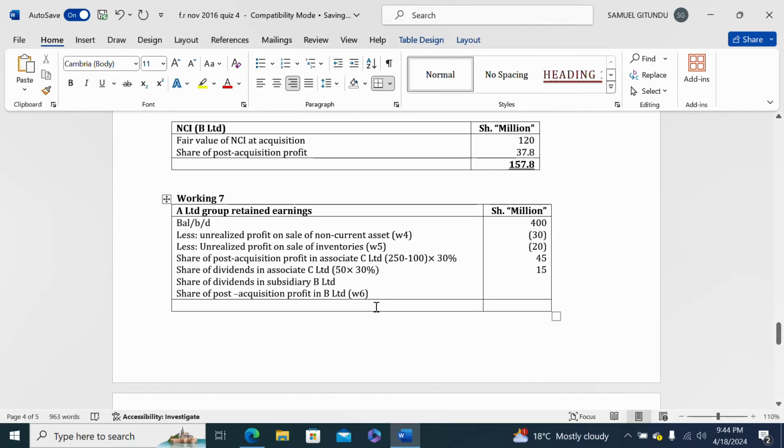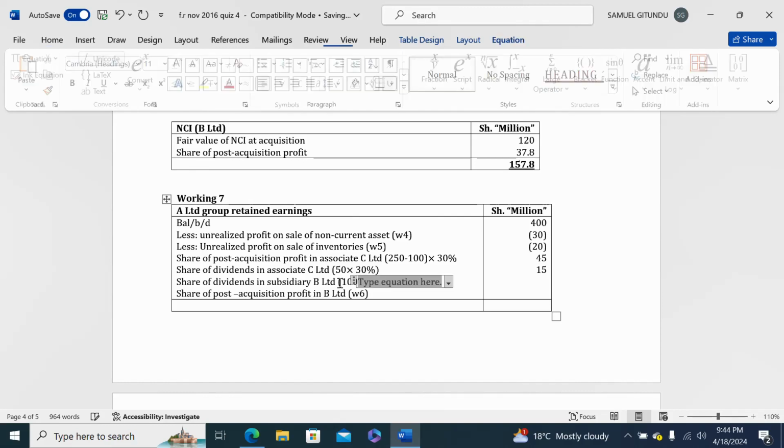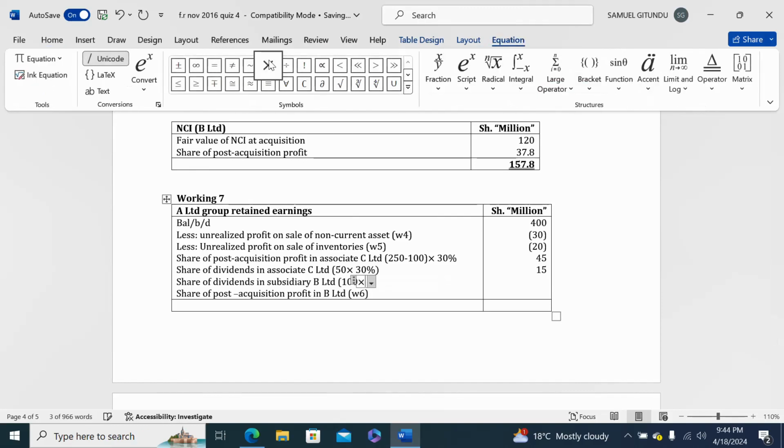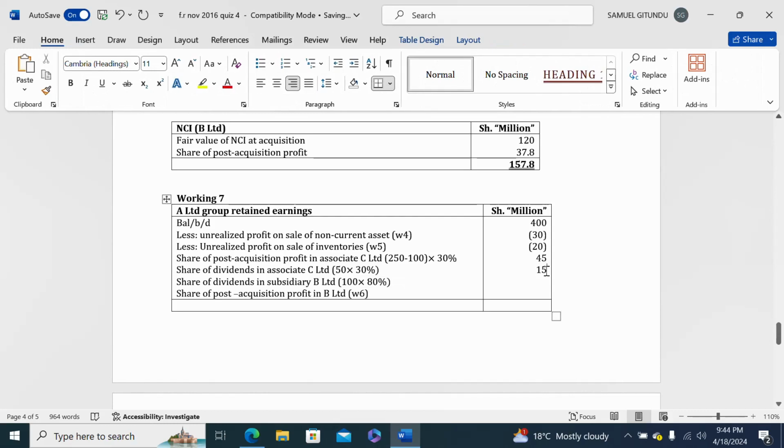Then the share of dividend in the subsidiary, it is 100. We multiply by 80%, which gives us 80 million.